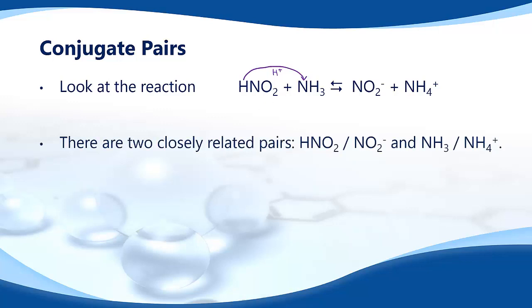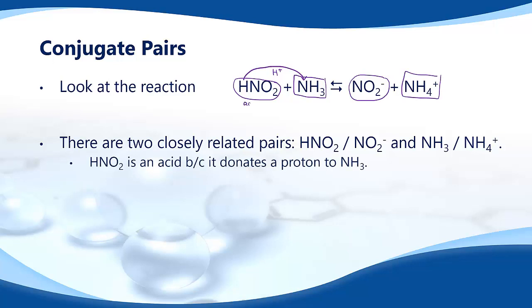Right, our first pair is going to be nitrous acid and the nitrite ion. Our second pair is going to be ammonia and ammonium. So these are two pairs. Every acid-base reaction is always going to consist of two pairs, right? So we know that HNO2 is an acid, right? Because it gives up its hydrogen. If it's giving up the hydrogen here, that means NH3, which is accepting it, has to be our base. Ammonia is usually a base.